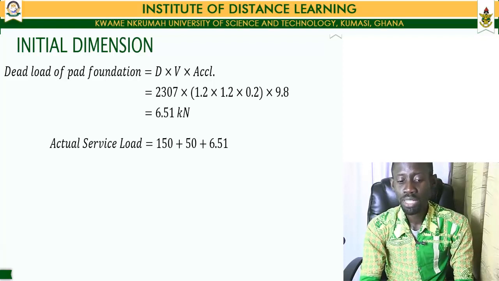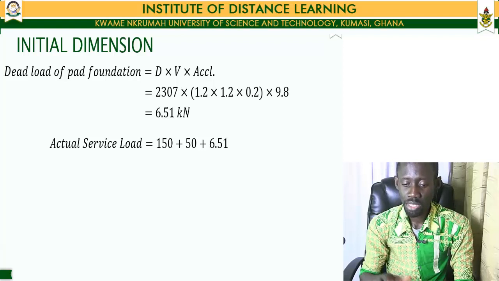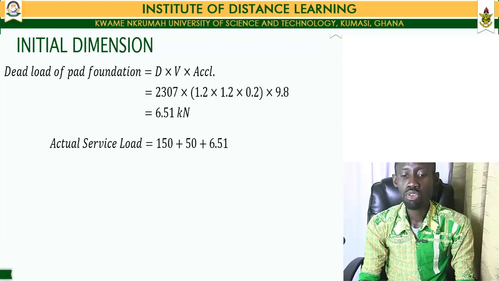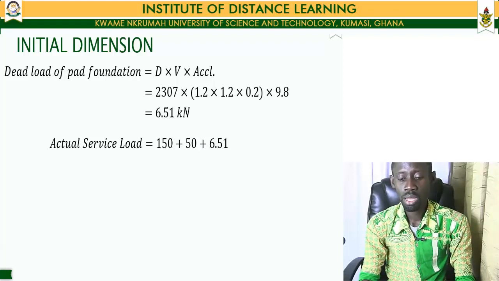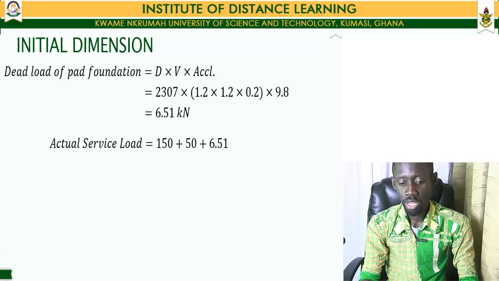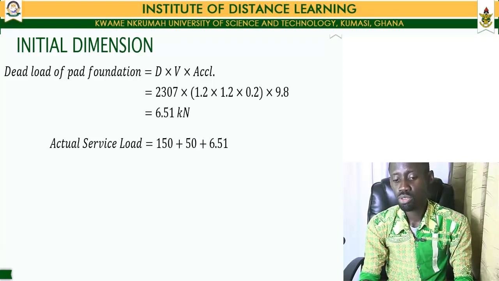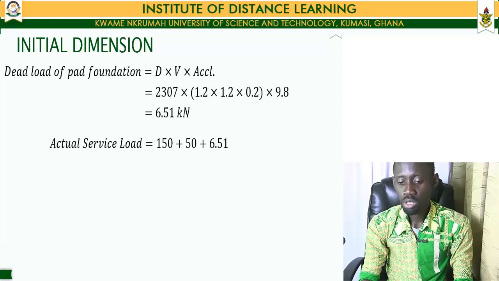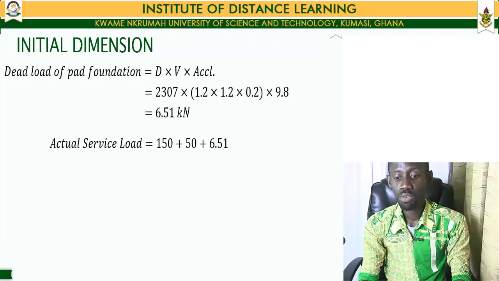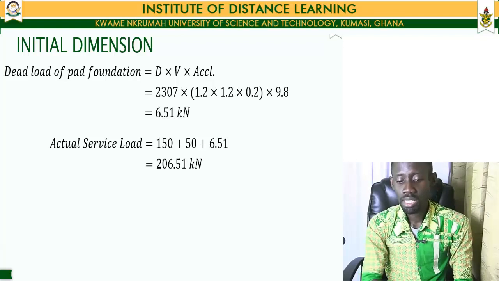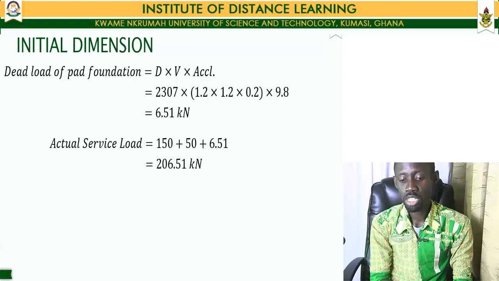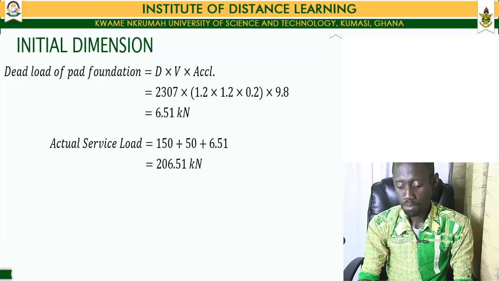So we can now calculate the actual service load, or the actual weight that the pad would have to transmit to the bearing soil. And that would be the 150 kilonewton load resulting from the dead load that the column will transfer to the pad, the 50 kilonewton load resulting from the live load that the column will transfer to the pad, and the 6.5 kilonewton load resulting from the weight of the pad itself. Now, this gives us a total service load value of 206.51 kilonewtons.